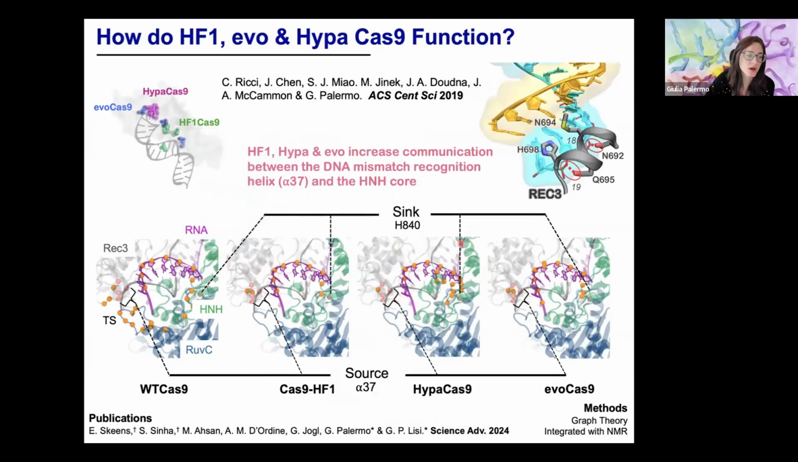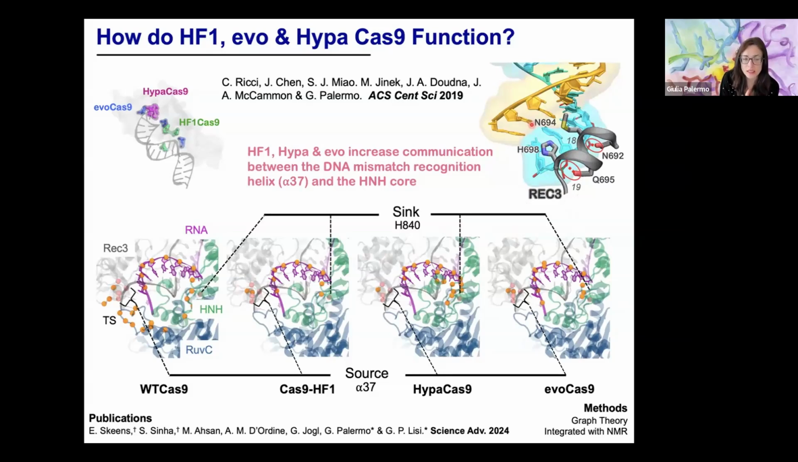mutants. What we observe is that mutations in REC3 improve the communication from a very interesting site, this helix, alpha 37. Alpha 37 is a helix that was shown in one of our previous papers to recognize mismatches within the hybrid. So these mutants reduce the communication between this helix that recognizes mismatches and the HNH catalytic core, providing an explanation on how these variants function.